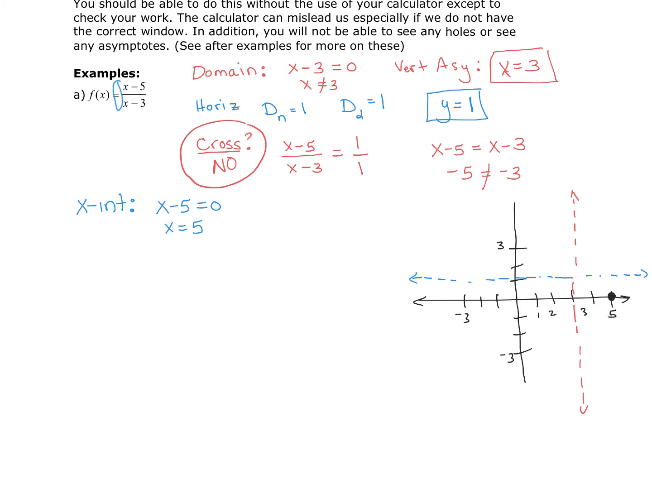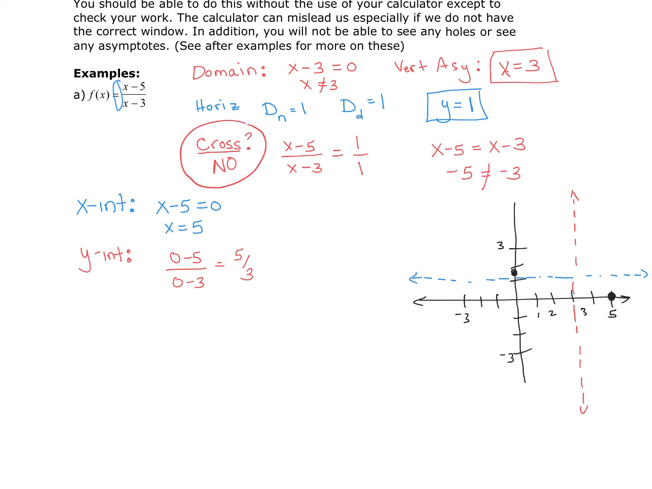And to find our y-intercept, we're going to set x equal to 0, and that's going to give us 0 minus 5 over 0 minus 3, or 5/3, so a little bit more than 1. And then I can sketch my graph. And in this particular case, I don't need more points.